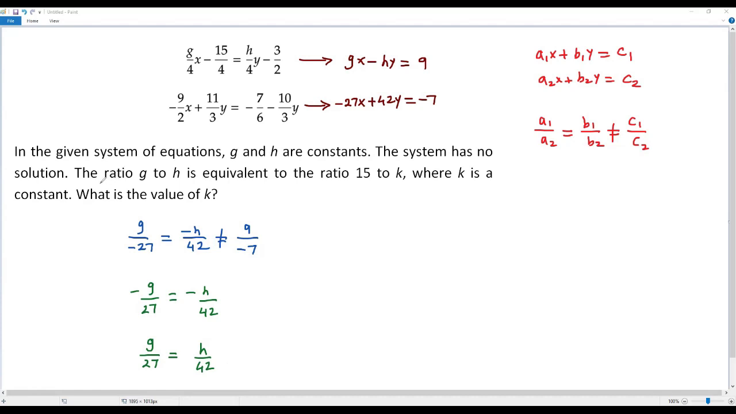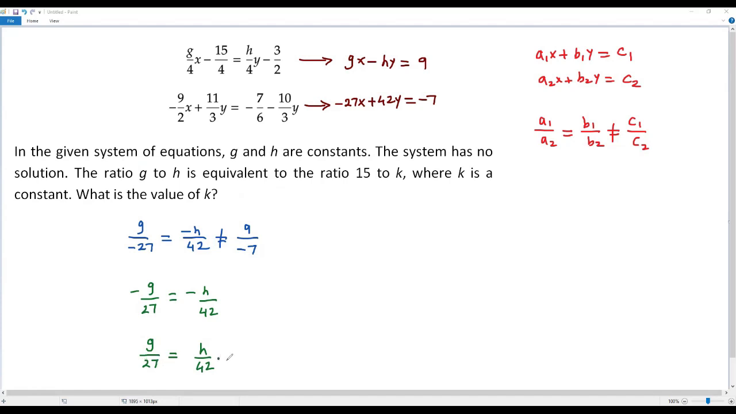Now let's consider the information we have over here. There is a ratio g to h that is equivalent to the ratio 15 to k. Here we have some information about the ratio g to h. Since we have the ratio g to h over here, we can try to get g over h here. Already we have g in the numerator. Instead of 27, we need h in the denominator. How do we have to get h in the denominator?